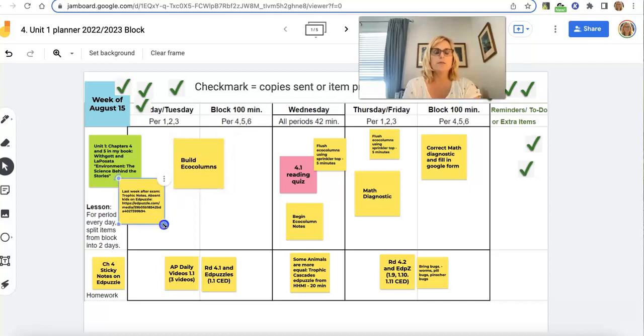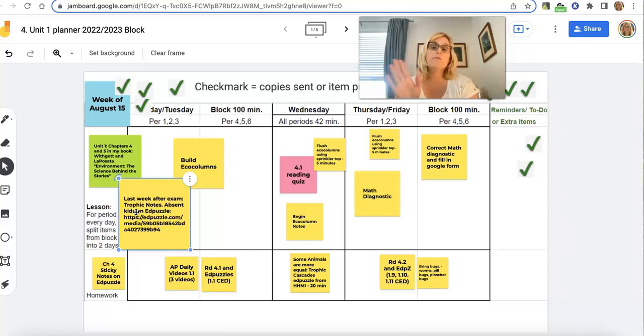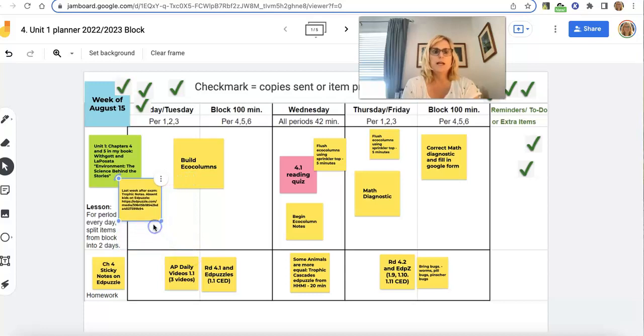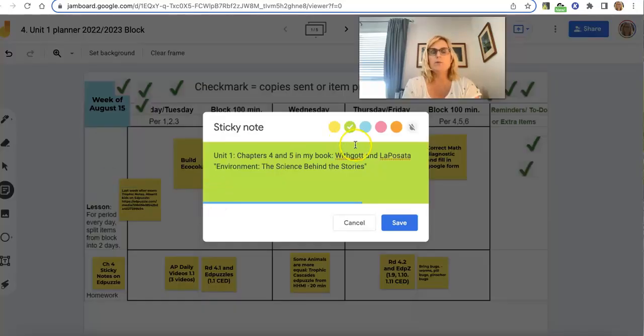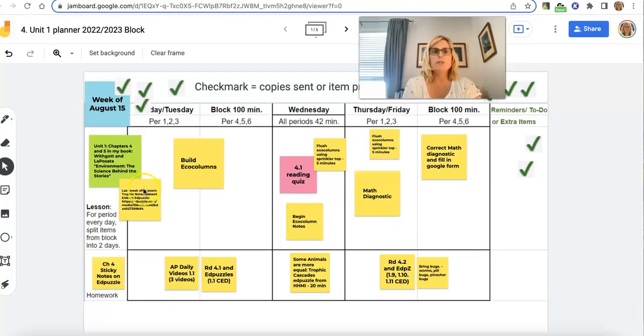I gave myself a reminder that last week after the exam, the kids did trophic notes, and then I have the lecture. We do drawing, just drawing. There's no paper, there's nothing. I'm sorry, they have blank paper, but we just draw together food chains, food webs, and energy pyramids on the board. I have it filmed if you wanted to see that, and the link is there. And then I have a note here that tells you what chapters there are.